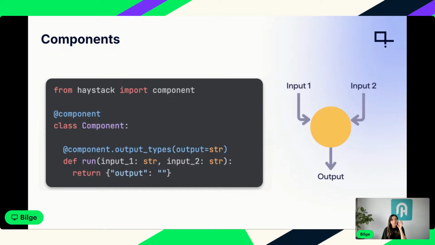So each component, you can think of them as the nodes in a graph. And of course, as a node, it has some input edges and output edges. So you can have multiple inputs and multiple outputs. The only important thing here is to define their types in your component when you're initializing that, and that's it. And in the component, you can do whatever you want in a very custom way. So each component is implemented like this in Haystack.